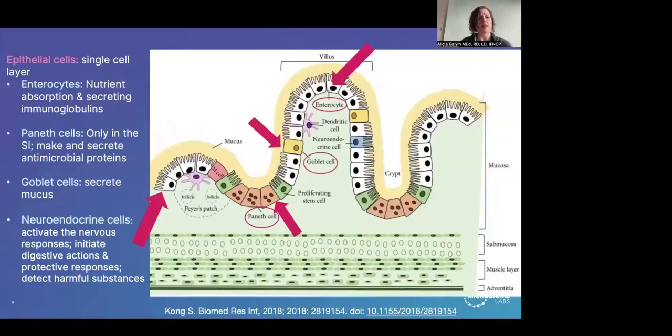There are then goblet cells, which secrete mucus in the small intestine, and then we have neuroendocrine cells, which essentially are sort of our neurological brains of the small intestine, because they're activating nerve responses, they're initiating certain digestive actions, and they're signaling and helping to detect harmful substances. So these are the cells within our epithelium.